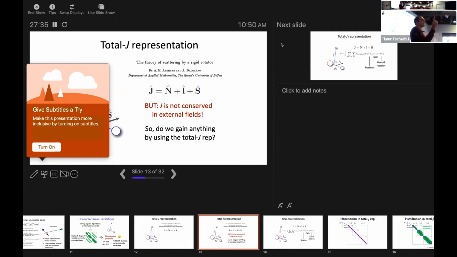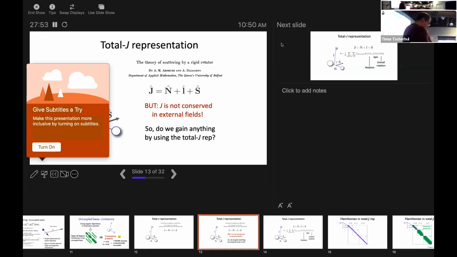As we know, they break rotational invariance because they define a direction in space, and John mentioned that yesterday: we have a quantization axis. Because of that, only J sub z, the projection of angular momentum on that axis, is conserved. And obviously the rotational symmetry is broken.